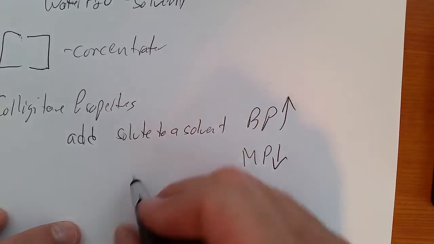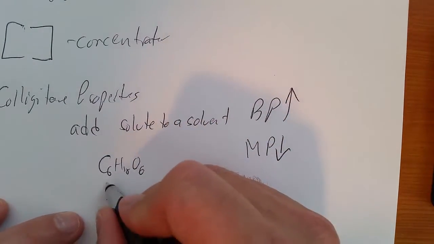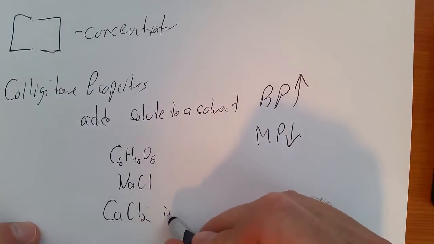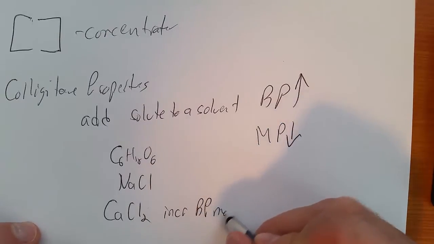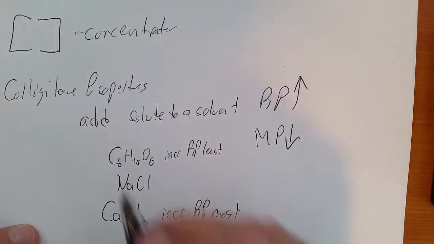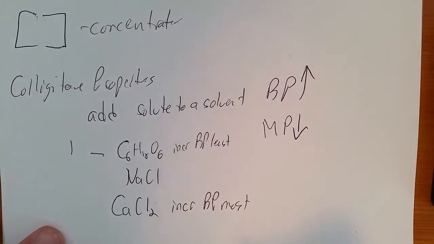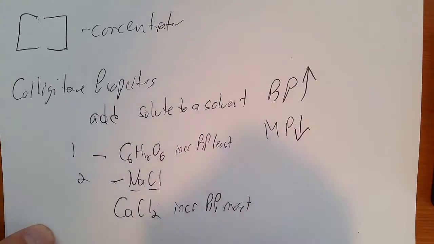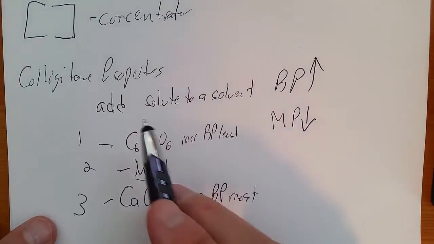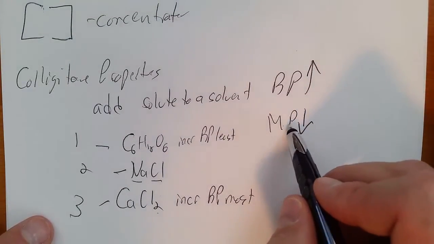So if we compare adding the same amount of sugar, sodium chloride and calcium chloride to water, the calcium chloride will increase the boiling point the most. The sugar will increase the boiling point the least. And the sodium chloride will be in between. Here's why. Sugar dissolves, but it does not dissociate. So for every sugar particle we add in the water, there's going to be only one particle. Sodium chloride will dissociate into two particles. Calcium chloride will dissociate into one, two, three particles. So the more particles it dissociates into, the greater the colligative properties, the greater the boiling point increase, and the greater the melting point decrease.